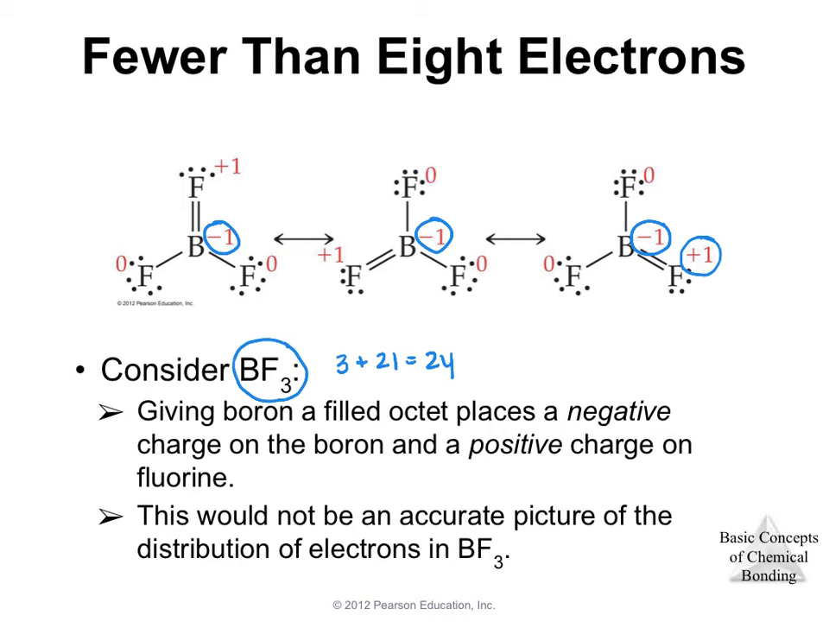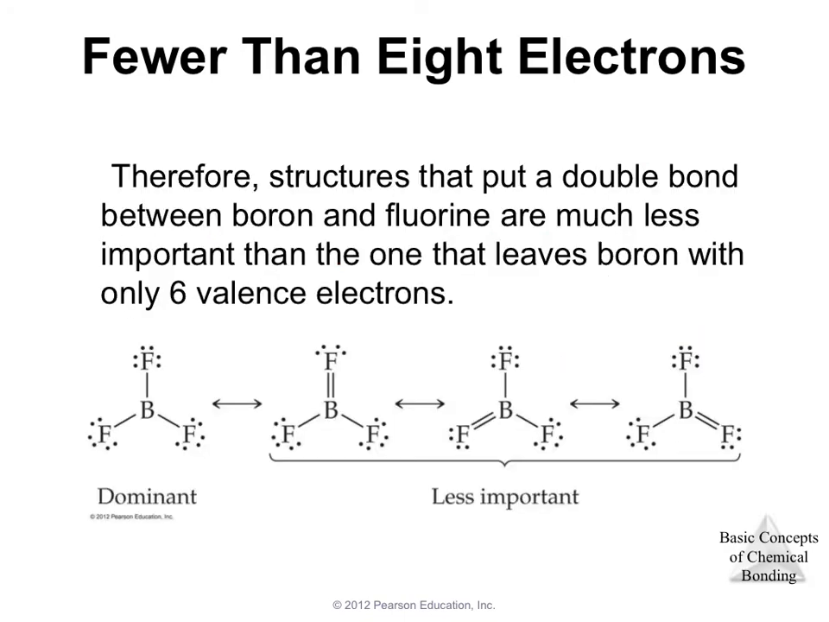So what would actually happen is boron would be totally fine having only 6 electrons around it, and each of the fluorines will have 8. And that actually gives everyone a formal charge of 0. So that's a much better representation. This one here we call the dominant. The other structures could potentially happen for a moment as the electrons are moving around, but they're much less important.